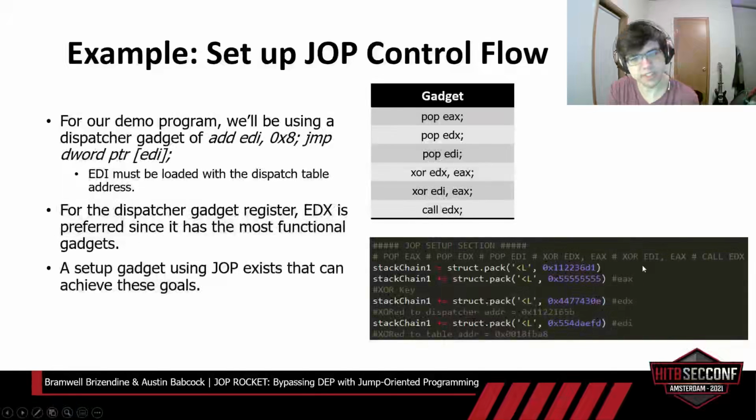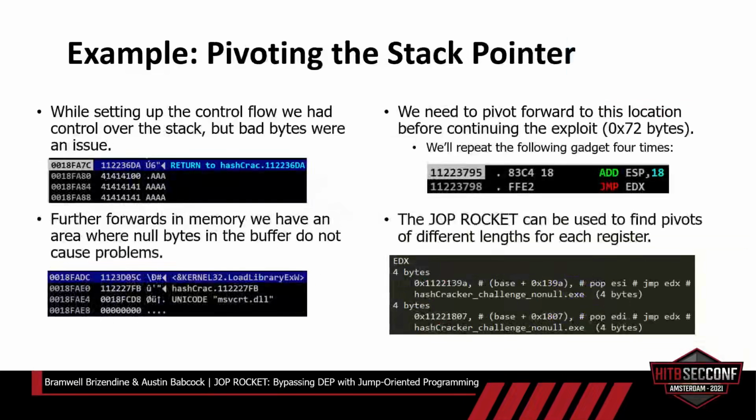Just like with any JOP exploit, we're going to set up our JOP control flow. First of all, we're just going to use a JOP gadget in order to do that. And we do have to XOR some values there because we have to worry about bad bytes. However, later in memory, we have a copy of our payload that doesn't have bad bytes in it. However you want to put it, the null bytes that are normally bad at the start of our exploit are included in our payload later in the exploit.